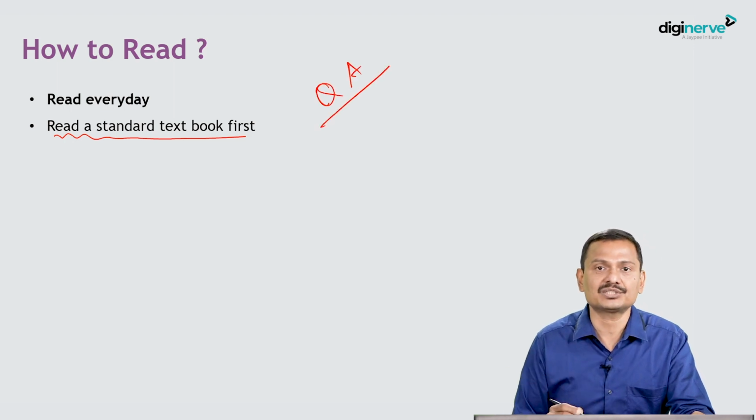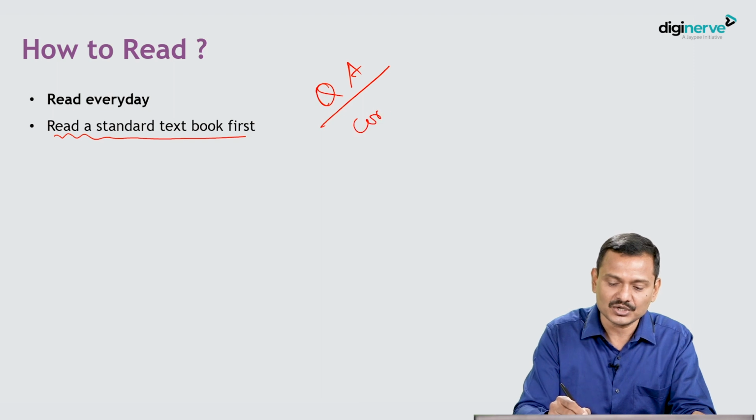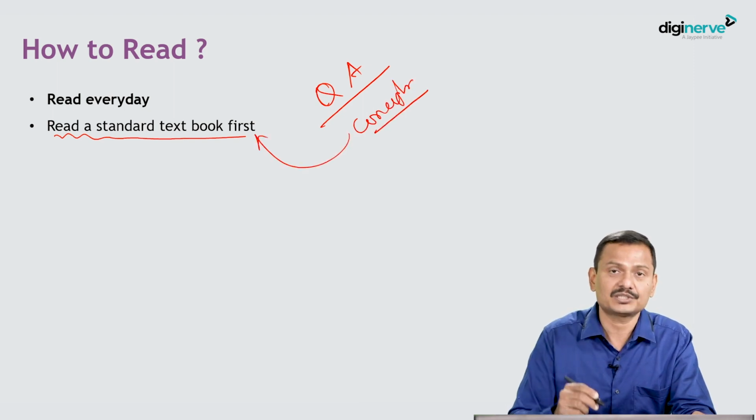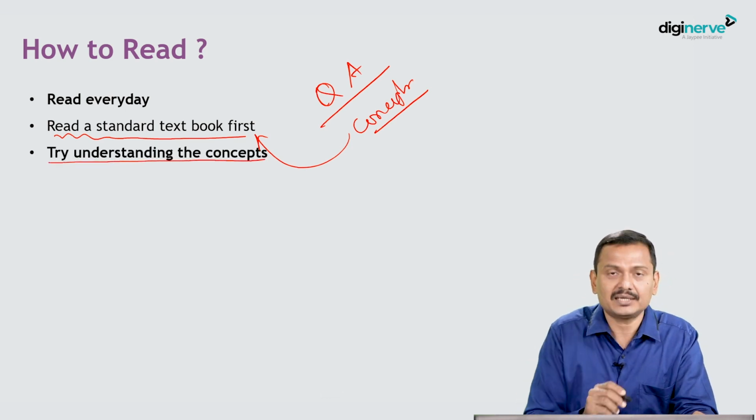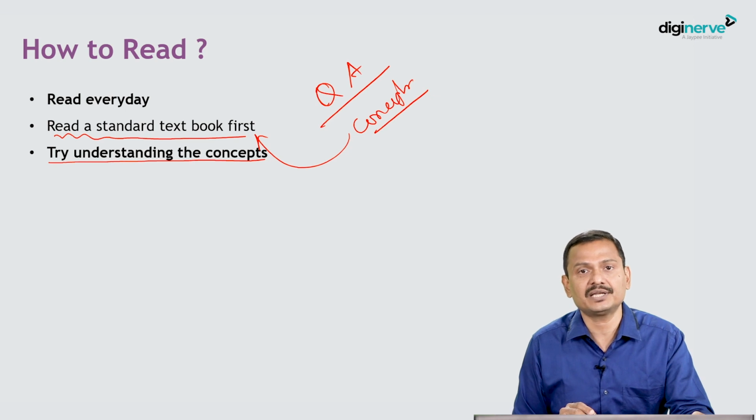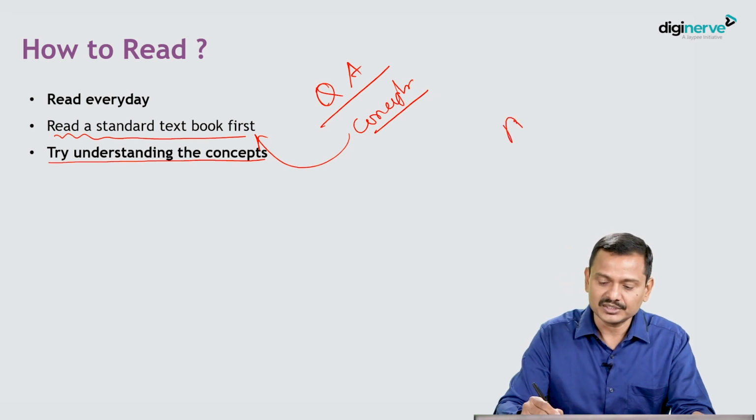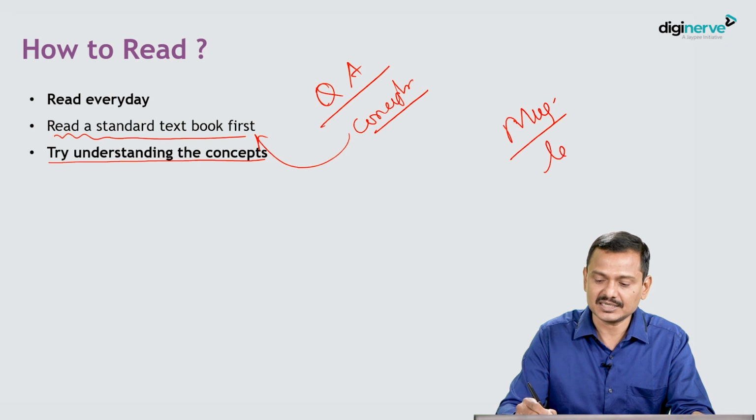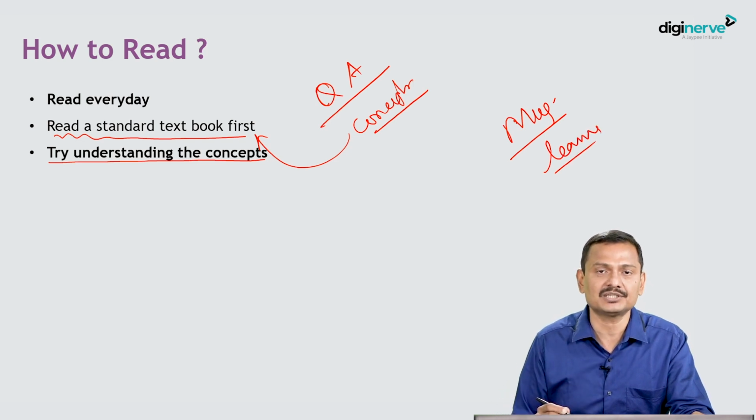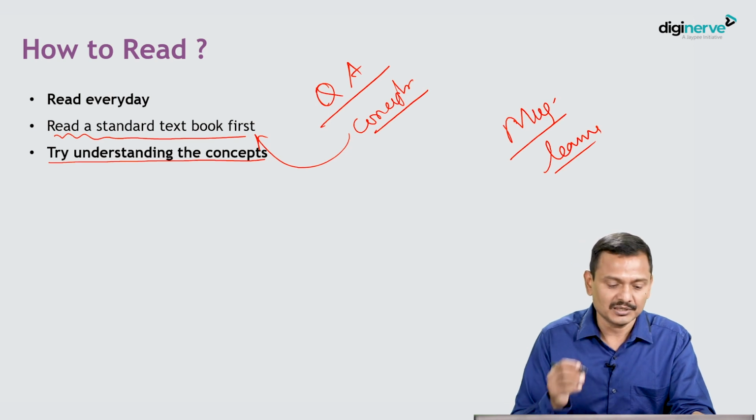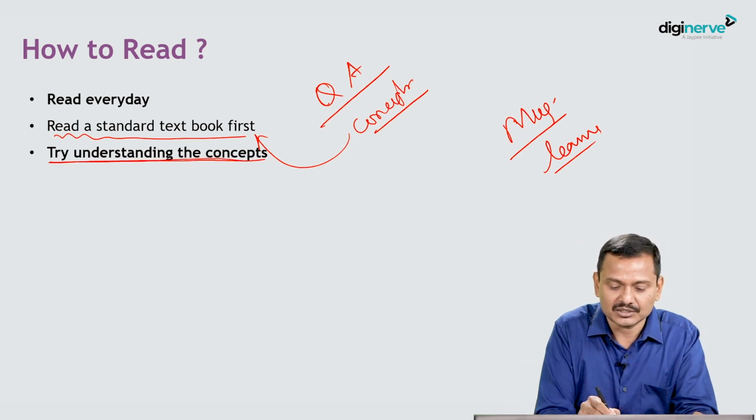Don't start with a question answer book, because your concepts will not be cleared by them. Concept clearance is good with a proper textbook. Then the second thing: try to understand the concepts. That is very important. Some people mug up. They will just learn repeatedly and remember the definition or the etiology, but they don't try to understand the concept.